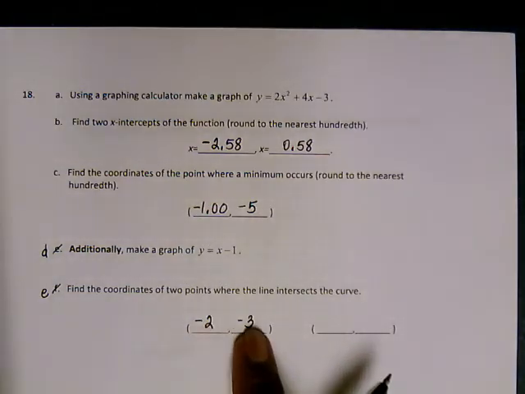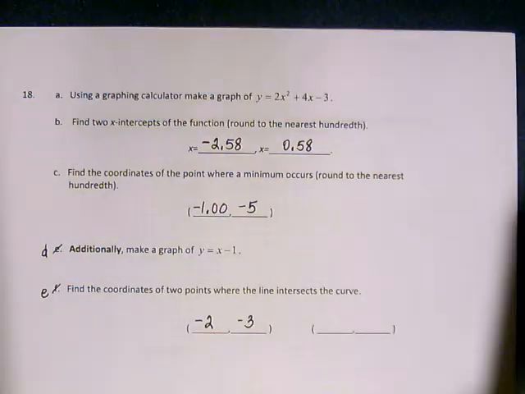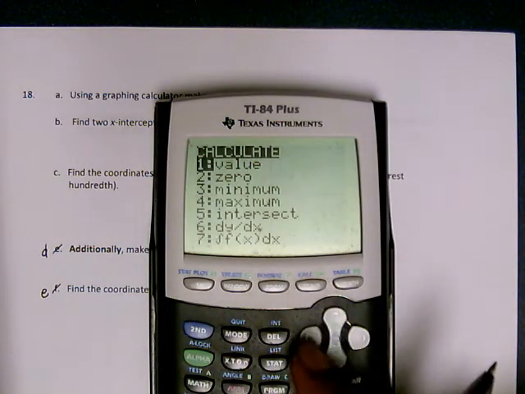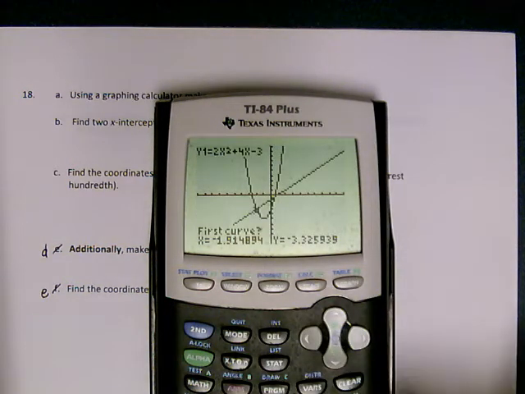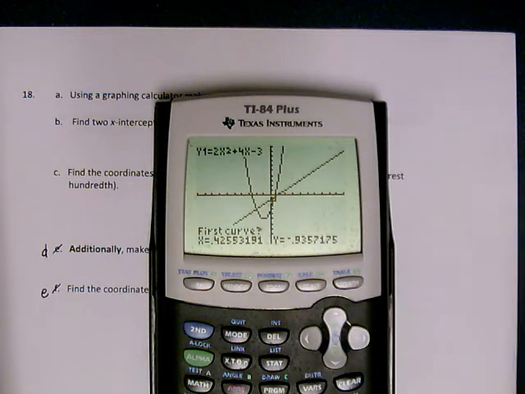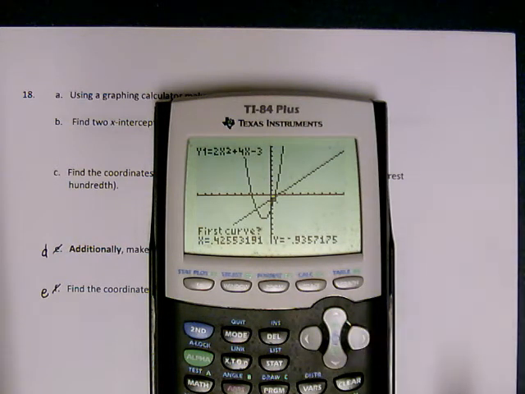You must write down your x and your y coordinates here. Now for my other point of intersection, I'm going to go ahead and press second and trace, and select menu item number 5. Now, I'm going to position the cursor on the other point of intersection. I'm going to put that cursor on top of that other point of intersection, and I'll do that as close as I possibly can. Then I'm going to press enter 1, 2, 3 times.